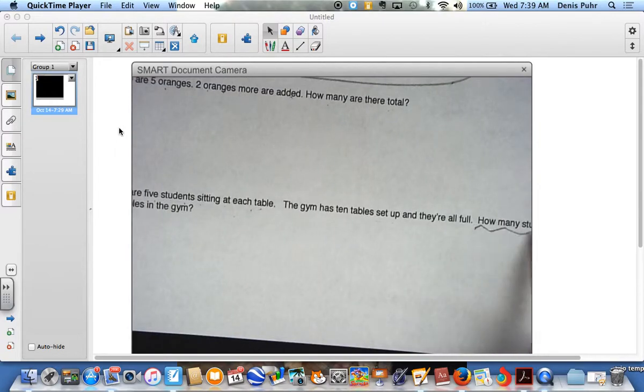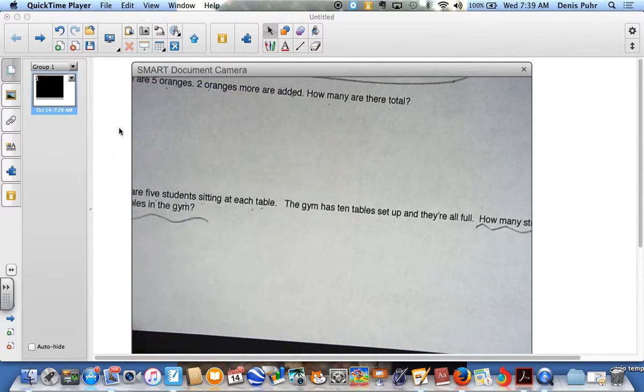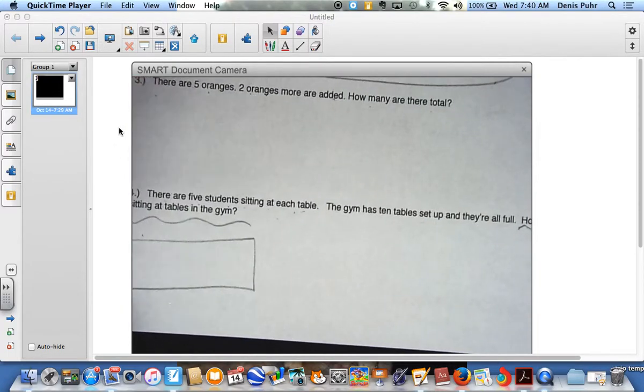Did you put a squiggly line under the question? Did you draw a table? Okay, so go ahead and solve that problem.